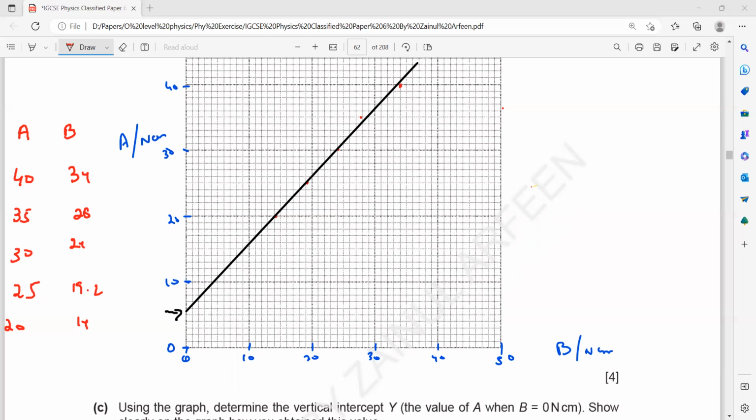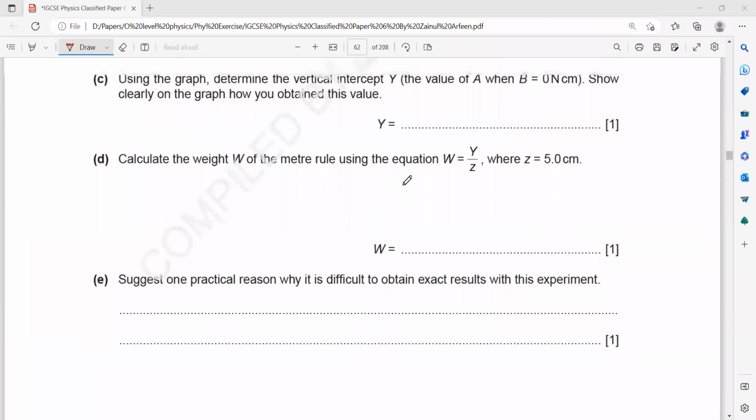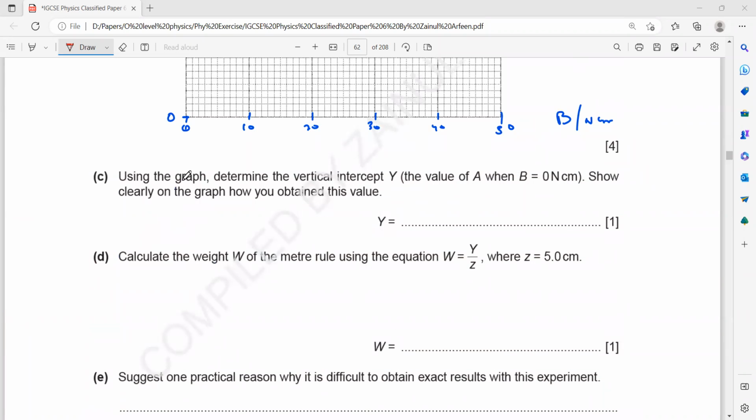Is it clear? The y-intercept. Yes, sir, clear. So it is 1, 2, 3, 4, 5, about 5.5, because it is between 5 and 6, so it is 5.5. So use your graph, determine the vertical y-intercept and show clearly. So our y-intercept, for example, is 5.5.